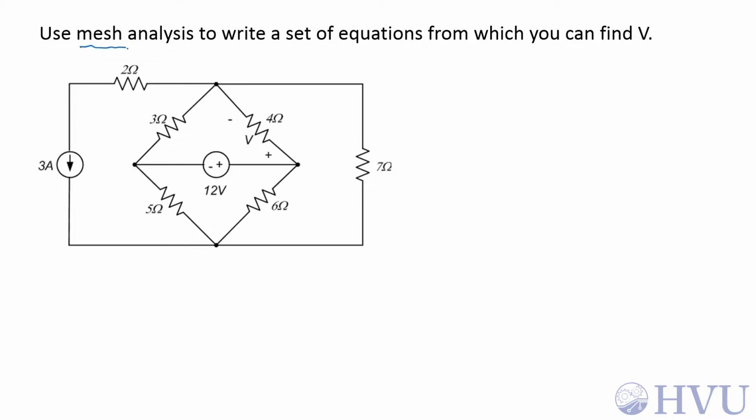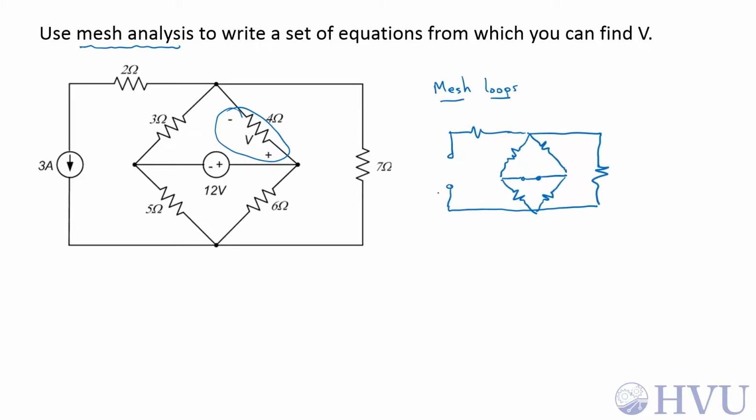We want to use mesh analysis to write some equations from which I can find this voltage V. Well, obviously the first thing to do is set up our mesh loops. Redraw the circuit with the sources killed. So the current source becomes an open circuit, the voltage source becomes a short circuit.